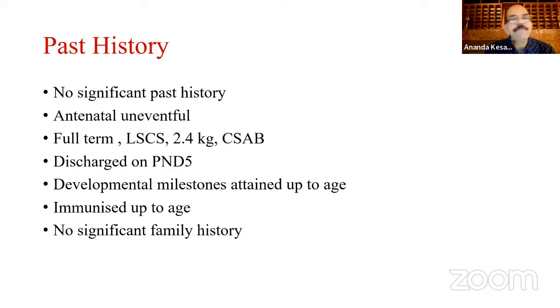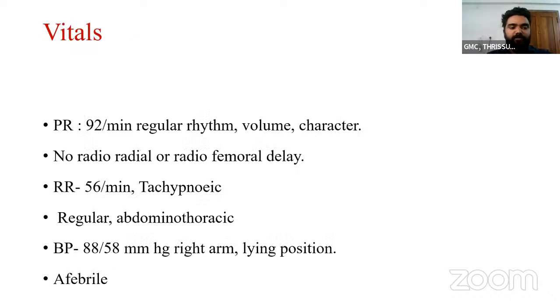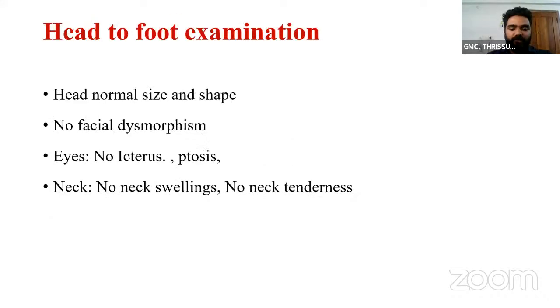On examination, child was conscious, oriented, sick looking, undernourished, lying on bed with bilateral lower limbs extended and rotated. Coming to vitals, pulse rate of 92 per minute, regular rhythm, volume, and character. No radial or radiofemoral delay. But child was tachypneic with a respiratory rate of 56 per minute, but respiration was regular. Abdominothoracic. BP was 96 mmHg in right arm, lying position. Child was afebrile at the time of examination.